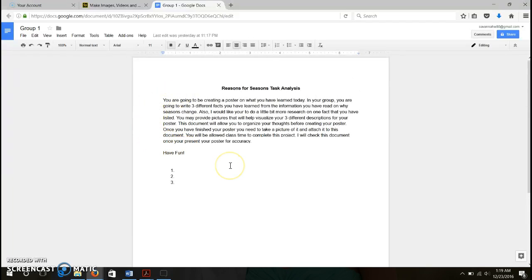Here I told them that they are going to write about three different facts on what they have learned so far, and also I would like them to do a little bit more research on one fact that they are going to list down here. I told them that they can provide pictures, that they need to post it here in their Google document before creating their poster. This will allow them to have their thoughts organized before placing it on their poster.